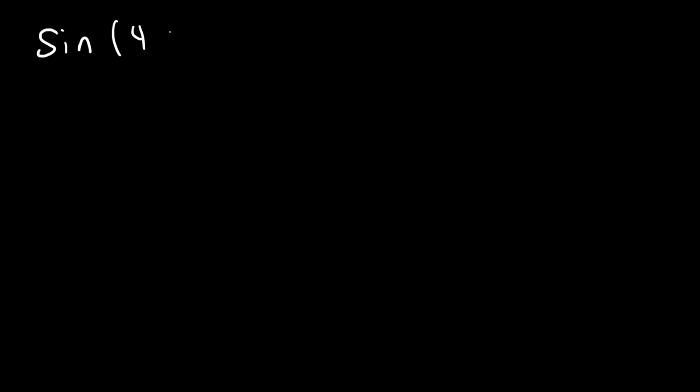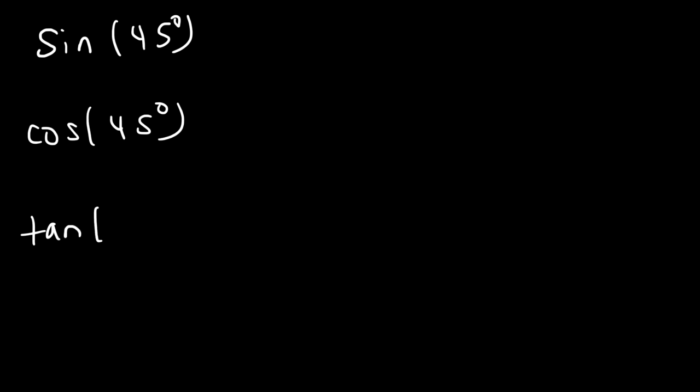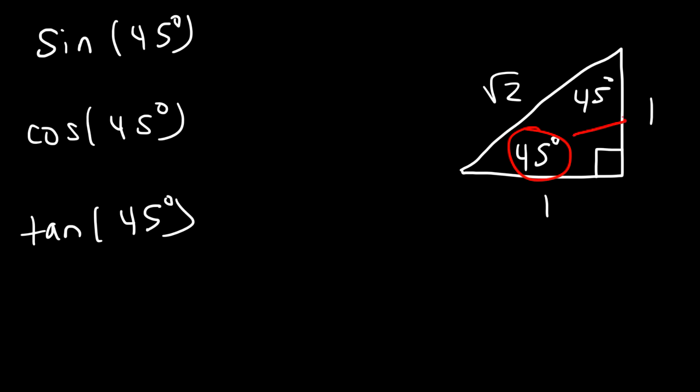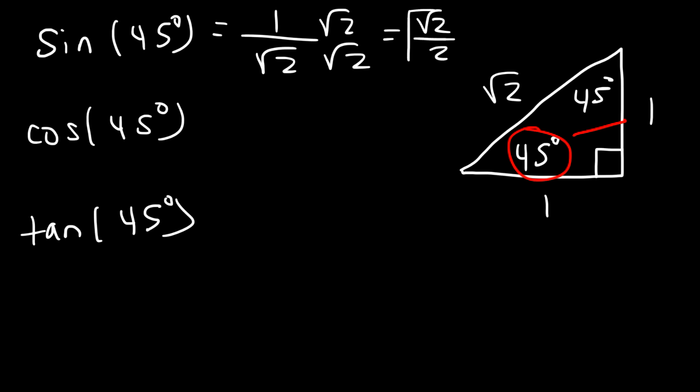Now, what are the values of sine 45 degrees, cosine 45, and tangent 45? Now, you need to be familiar with the 45, 45, 90 degree triangle. Across the 45s, it's 1. Across the 90 is the square root of 2. So let's focus on this one. Sine is opposite over hypotenuse. So sine 45 is 1 over square root 2. And if we rationalize it, it's going to be the square root of 2 divided by 2.